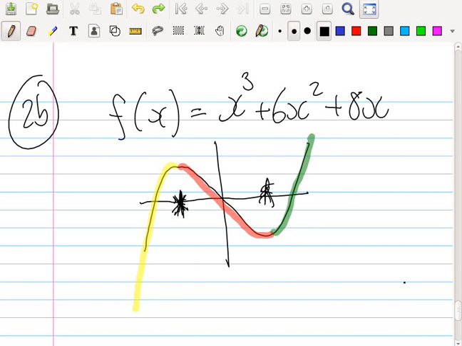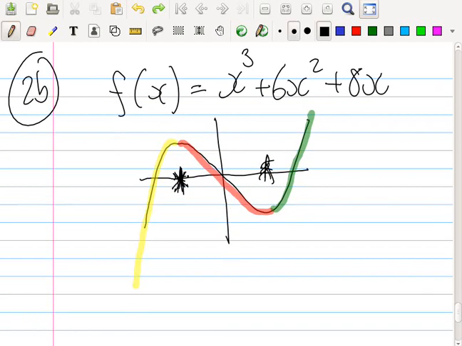Right, so let's look at how we can find these. Well, this first point here, how could I find this point? Any ideas? What's special about this place here? Turning point. Yeah, very good. It's a turning point. And how do I find the turning point? Yeah, 3x squared plus 12x plus 8 equals 0. So, what are the 2 answers here?